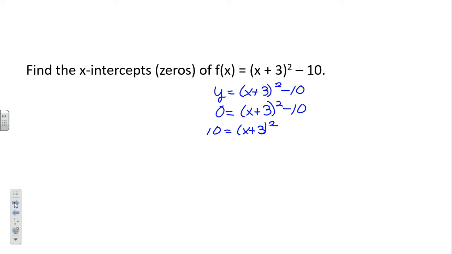And then how do I get rid of a squared term? Square root, okay? So this is where we have to make sure that we're introducing our plus and minus, because there are 2 values that will do the trick, one positive and one negative. So when we take the square root of both sides, our x plus 3 will be equal to plus or minus square root of 10. I just took the square root of both sides.